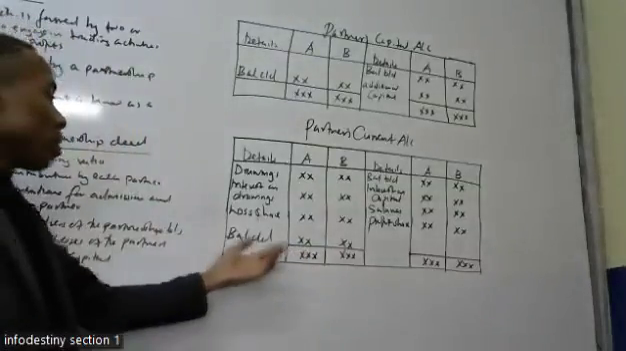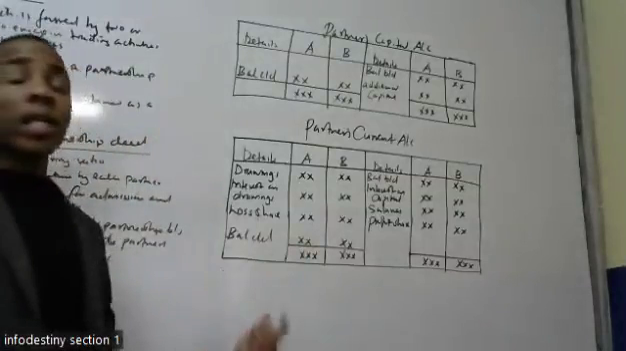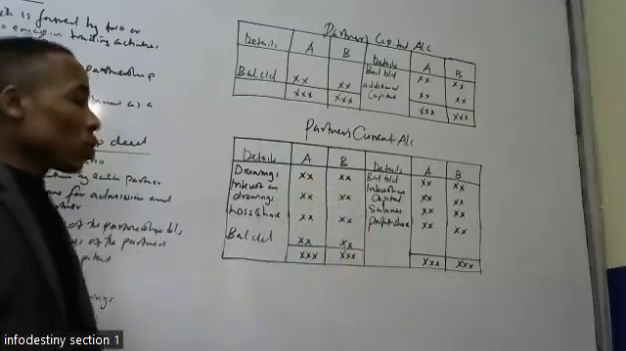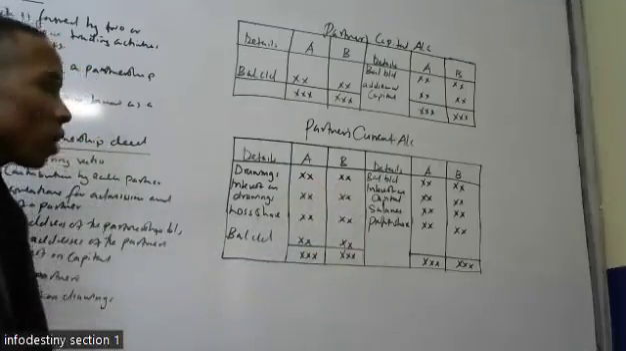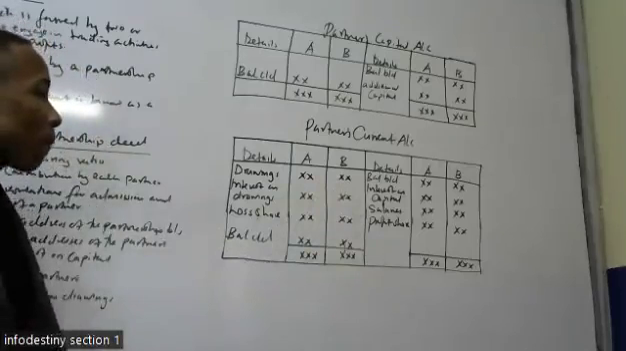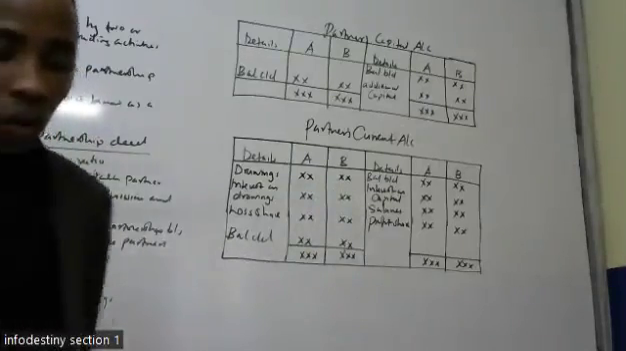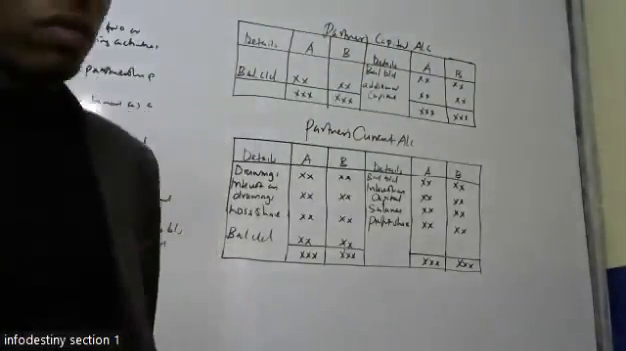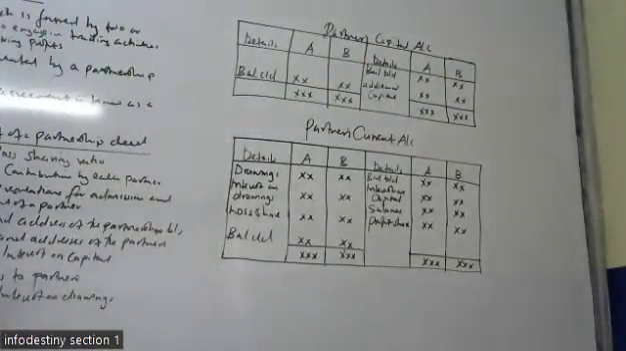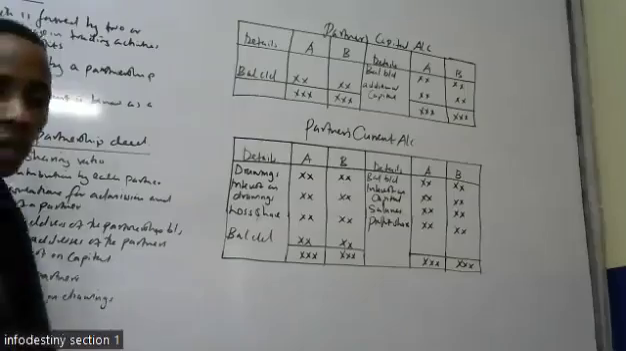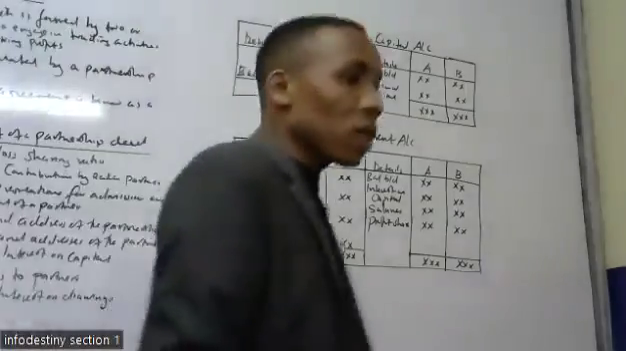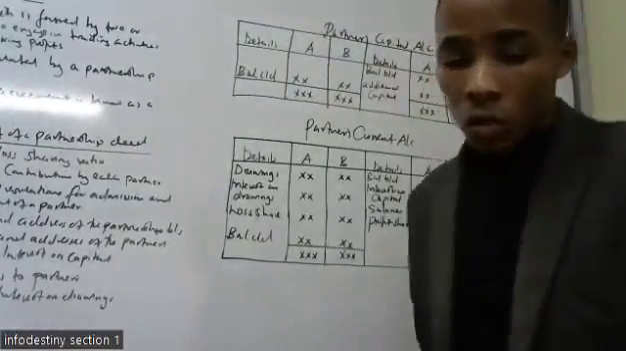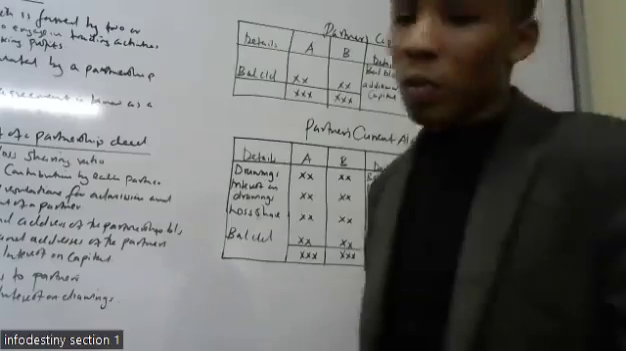So we have the balance carried forward on the debit side, and you can also have a balance carried forward on the credit side. That's according to how the question was framed. So those are the accounts and the statements that a partnership business is required to prepare.